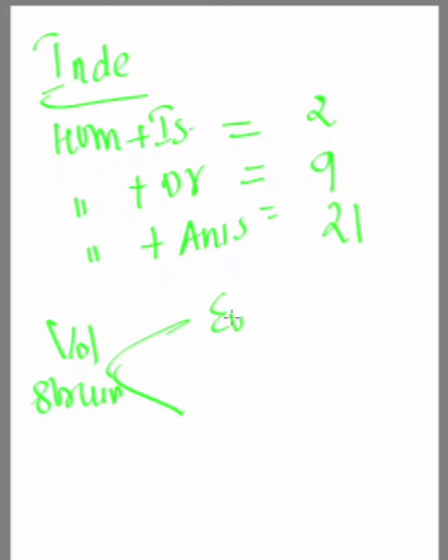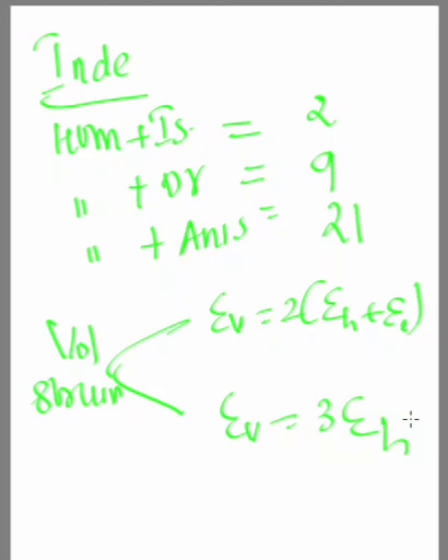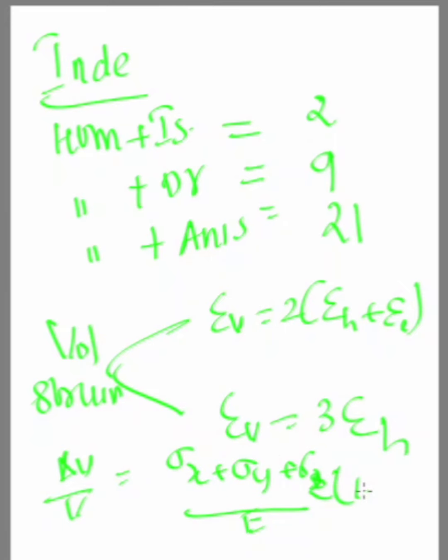For volumetric strain, you should remember this also. For the cylinder, it is EV equal to 2 into EH plus EL, where EH is the hoop or circumferential strain. And for the sphere, EV is 3EH. For volumetric strain, delta V by V equals, as I have already given, into 1 minus 2.